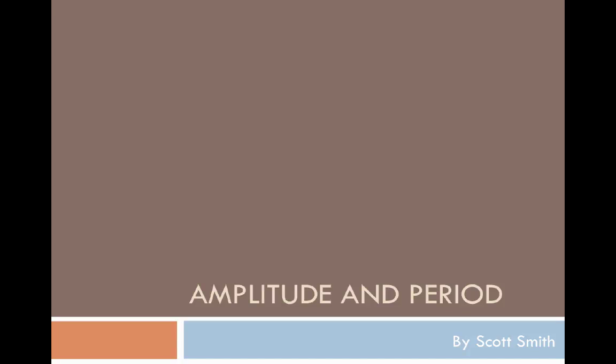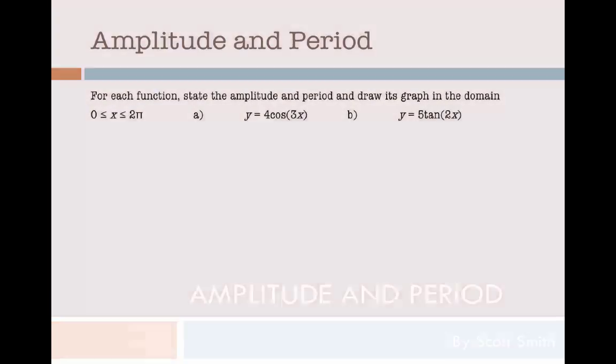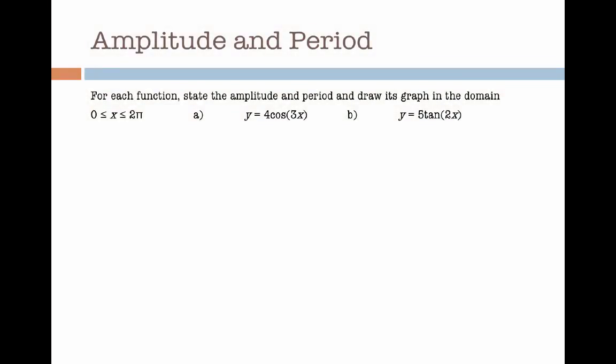Hi, let's graph some trig functions using amplitude and period. For each function, state the amplitude and period and draw its graph in the domain from 0 to 2 pi. Here we're asked to graph two functions, y equals 4 cos 3x and y equals 5 tan 2x.